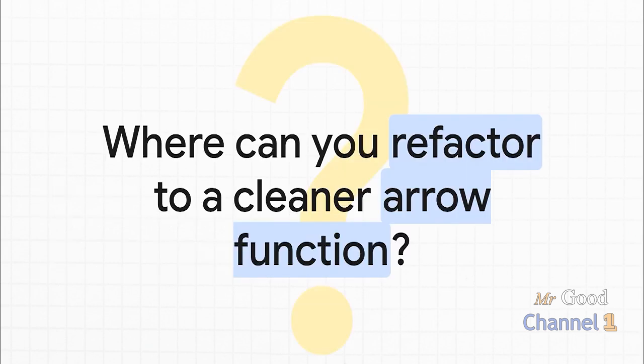And there you have it. That's the journey from the classic function keyword all the way to the modern arrow. So I'll leave you with this challenge. Go look through some of your own code. Where are you using an old-school function expression that you can now refactor into a cleaner, more readable arrow function? Go give it a try.